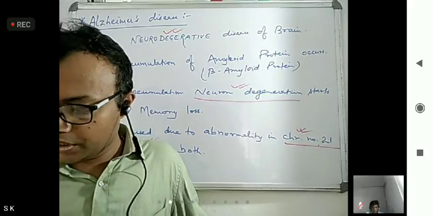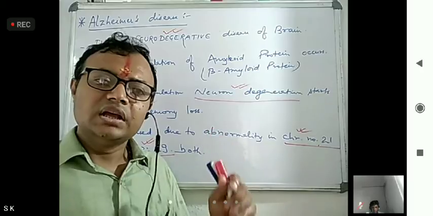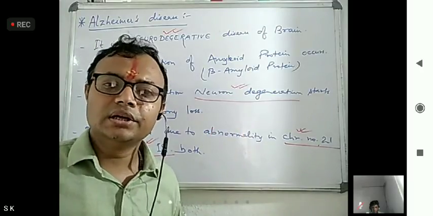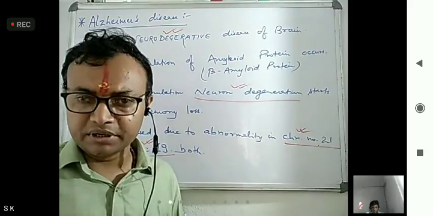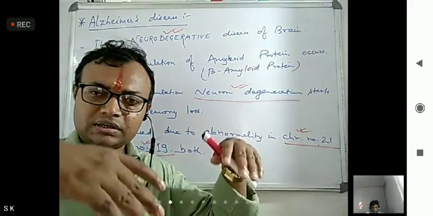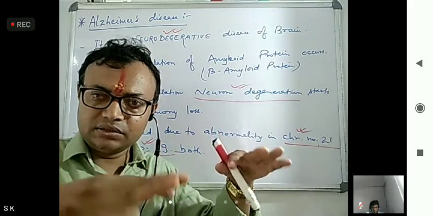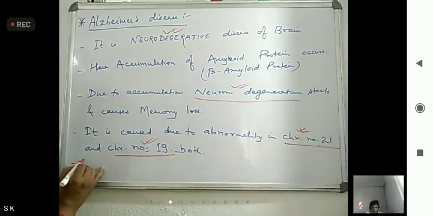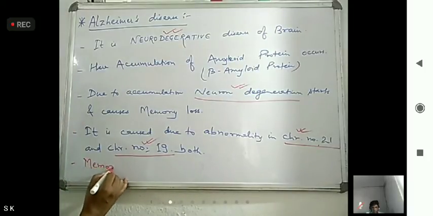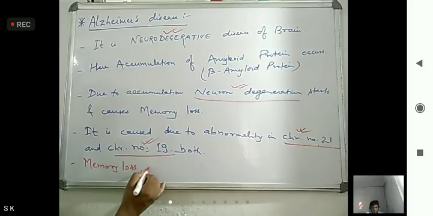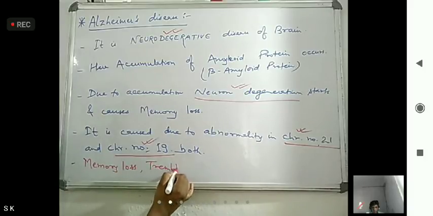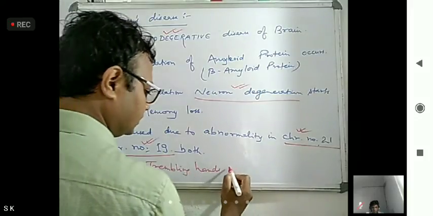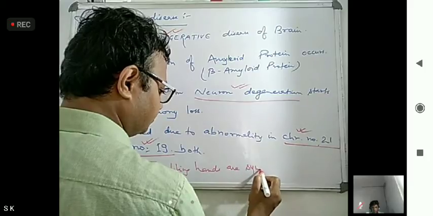Okay, now here what happens? If this disease continues up to 5 to 10 years, complete memory loss, then trembling hands, okay, like that. So here memory loss and trembling hands are symptoms.